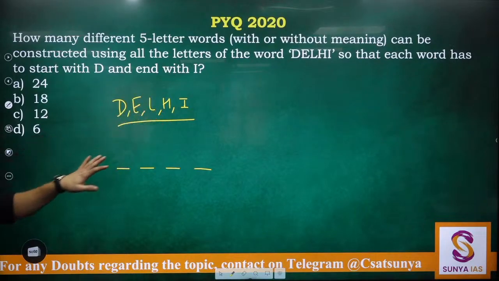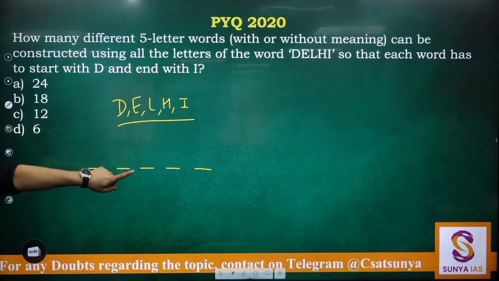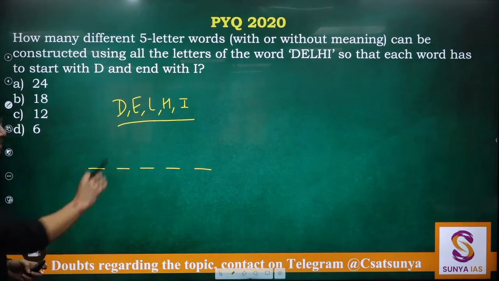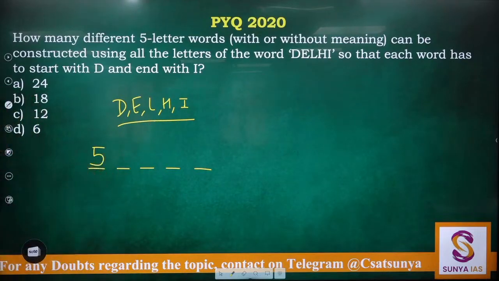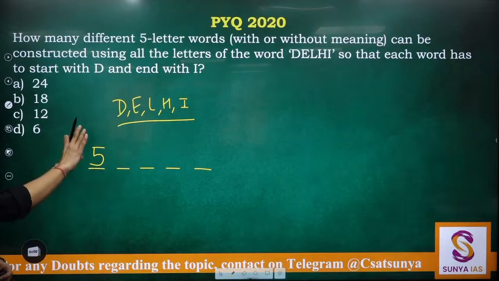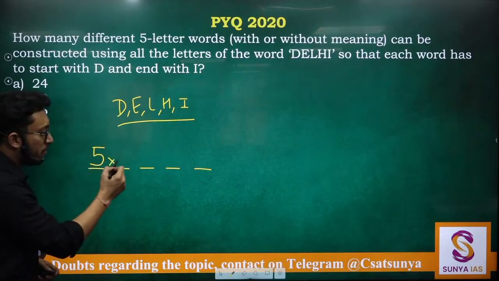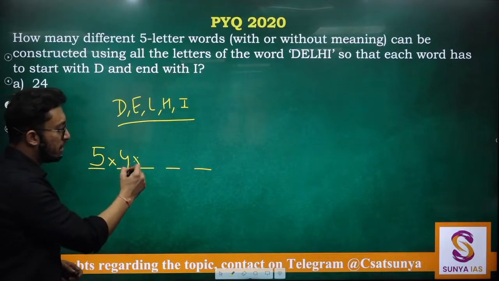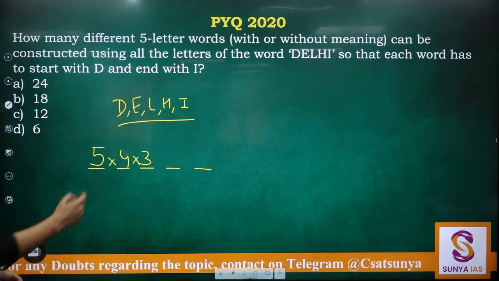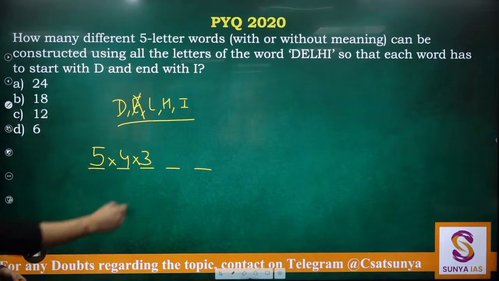You need to form all the words without repetition. How many such words can be formed? I have 5 alphabets to be filled here. Let's say I filled it with an E. Next, I don't have E left. I have only 4 alphabets left. Next, only 3 alphabets are left. Let's say I filled it with an E here, then I here.